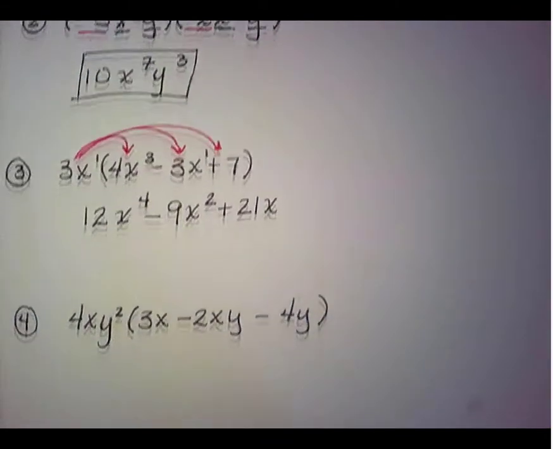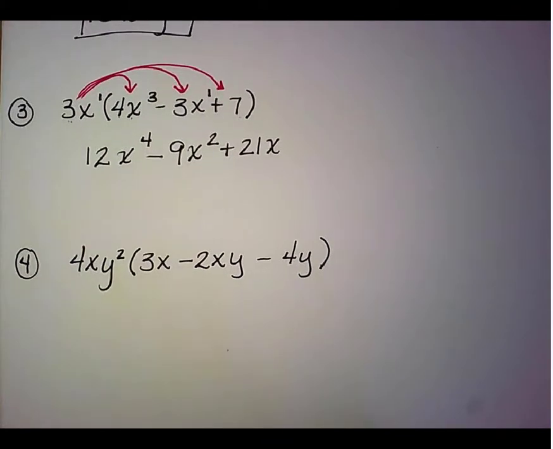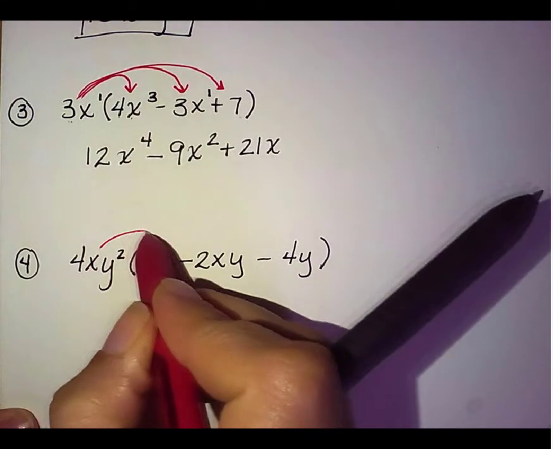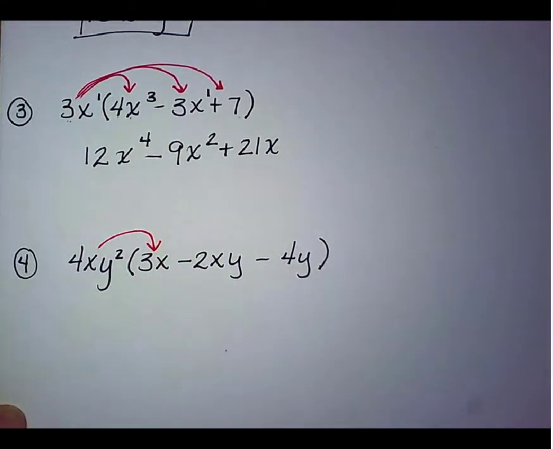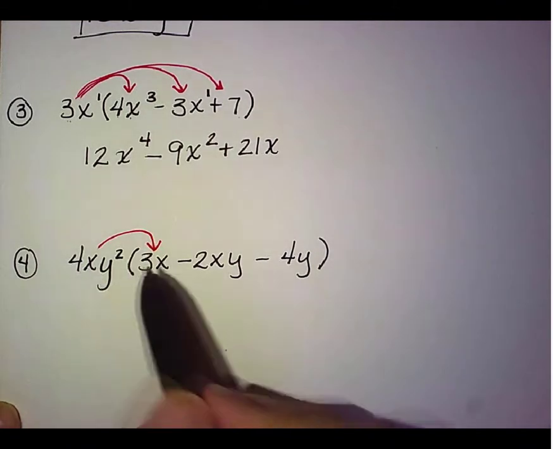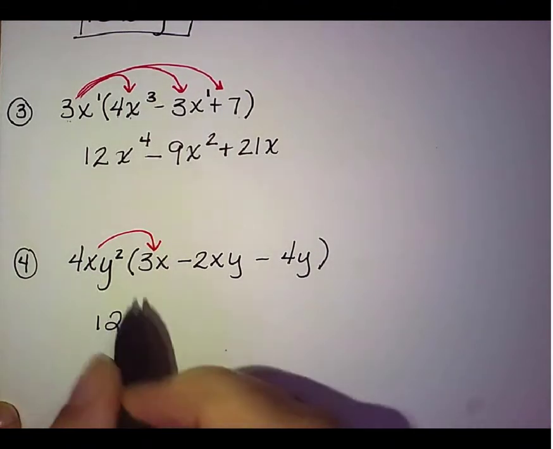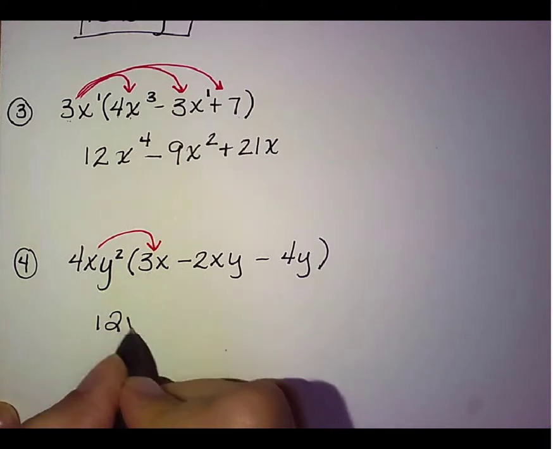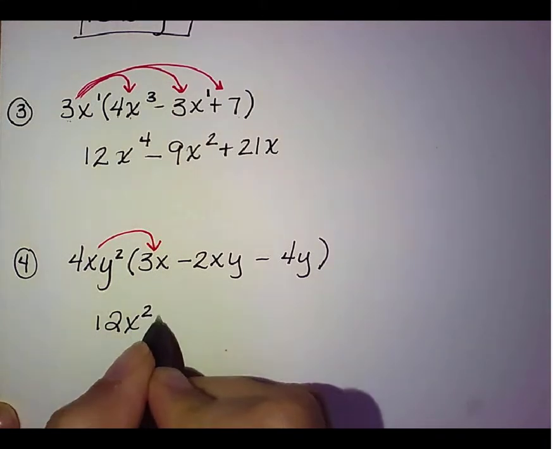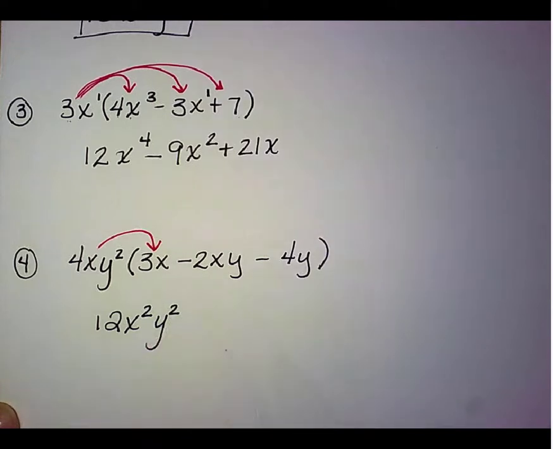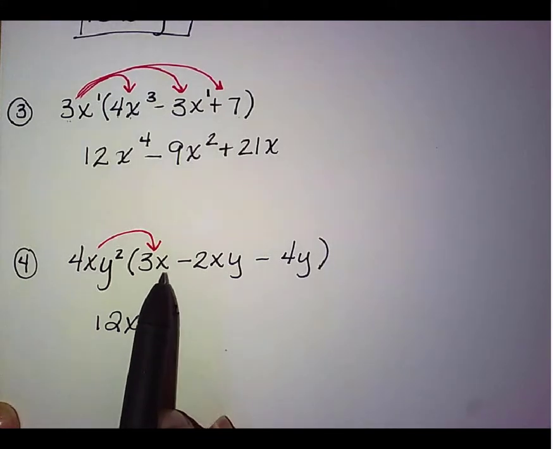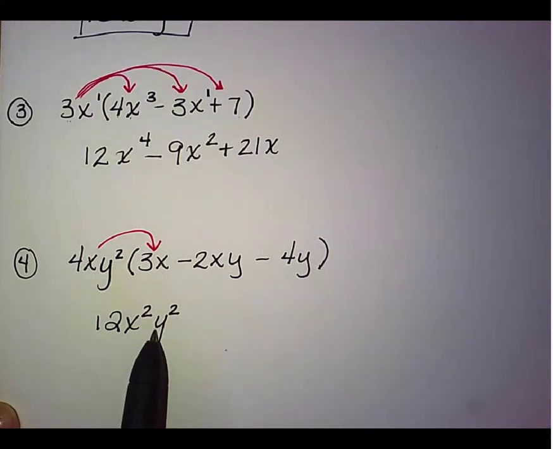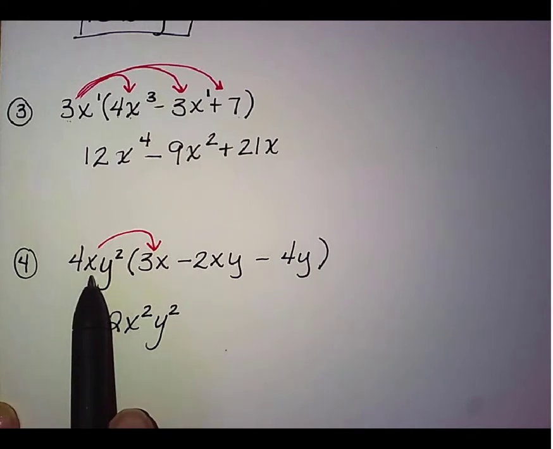Okay, so the next one is the same type of problem, just a little bit more on the number of variables. So we're going to distribute here. We're going to start off with 4xy squared times 3x. So doing our 4 times our 3 would give us 12. X times x would give us x squared. And then our y squared would just come along because there isn't a y to add to in the term 3x. But we still have it because it's part of this term right here.